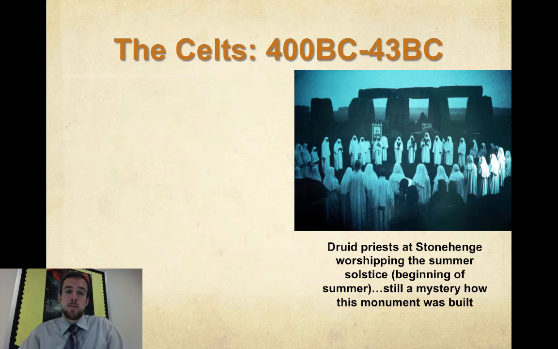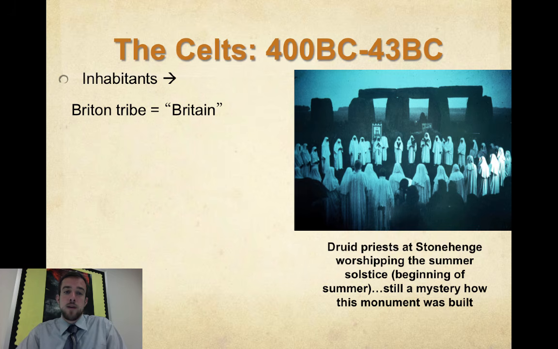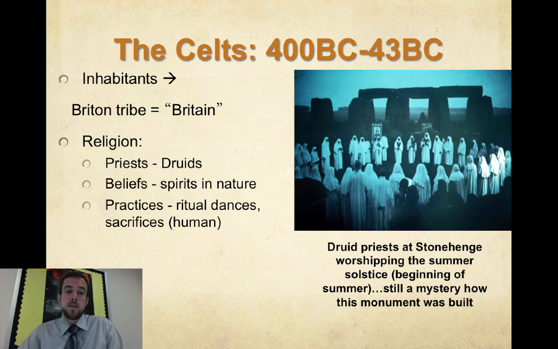So let me just go through some of these groups briefly. Here are the Celts. They were a member of the Breton tribe, which is where we get the name Britain. And they were sort of a mysterious people. They had priests. They believed in magic and nature. The structure Stonehenge, which you've probably seen, was likely used in some of their ceremonies. Nobody really knows how that was put together. It's quite a bit of mystery.